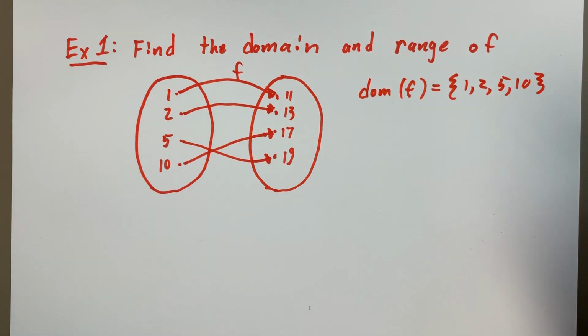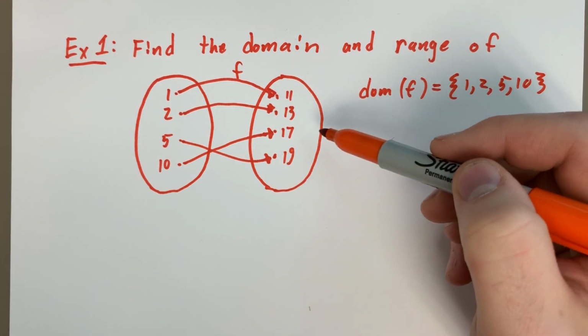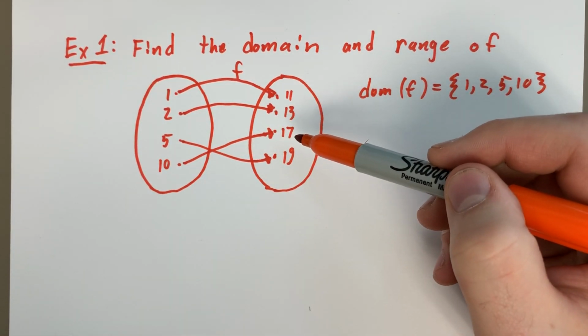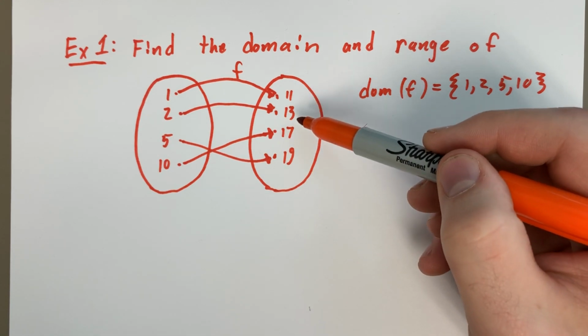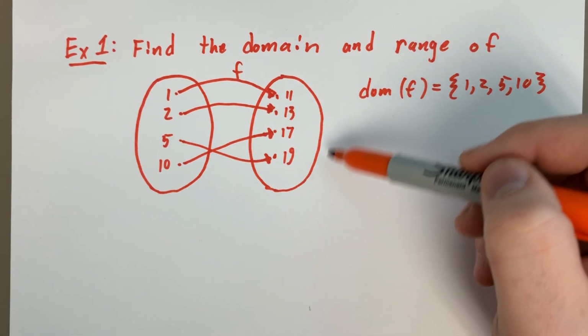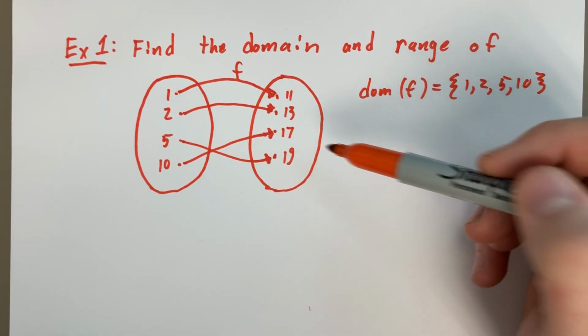How about the range? Range is the set of all possible outputs for the function. That is, it's the set of all the things over here in what is called the codomain that has an arrow pointing to it. So in this case, that is 11, 13, 17, and 19. So everything over here in this codomain potato has an arrow going to it, and everything in here is thus in the range.